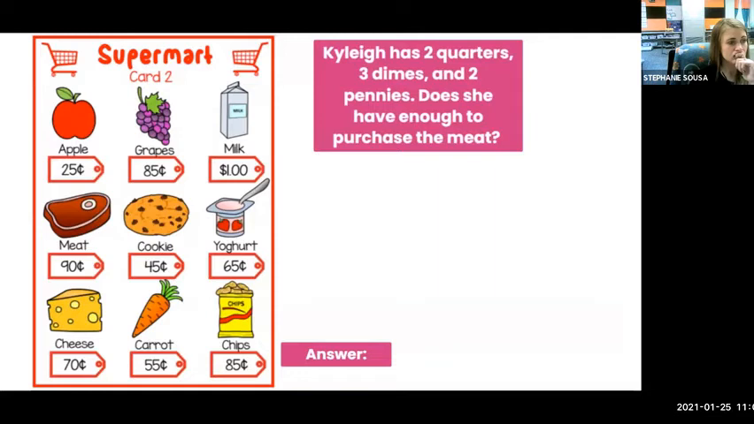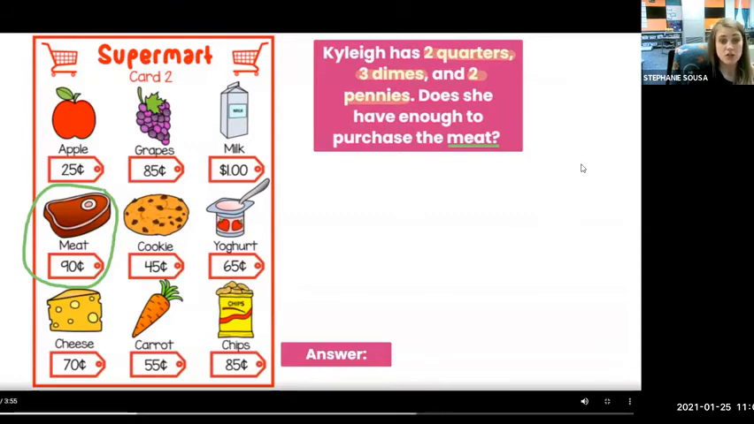So first, I'm going to identify Kylie wants to purchase the meat. I identify the meat on the grocery store list. It has a value of 90 cents. Okay, so I'm wondering now, how much money does Kylie have? Our text tells us that she has 2 quarters, 3 dimes, and 2 pennies. I'm going to draw the model so I know exactly how much Kylie has. Okay, so when I'm not shown the models, I can draw that picture for myself.